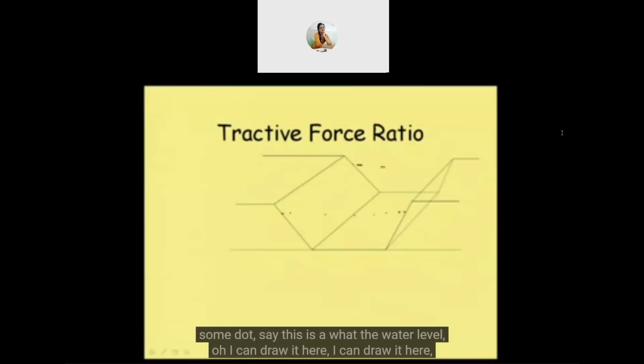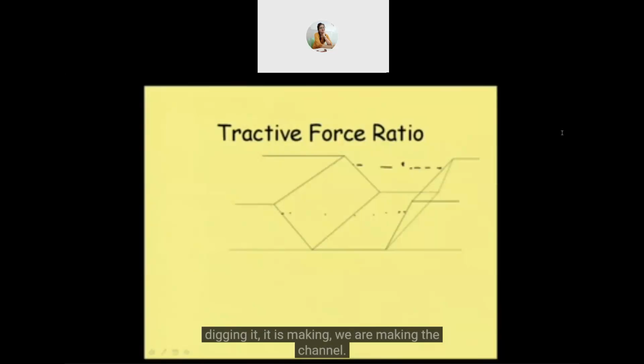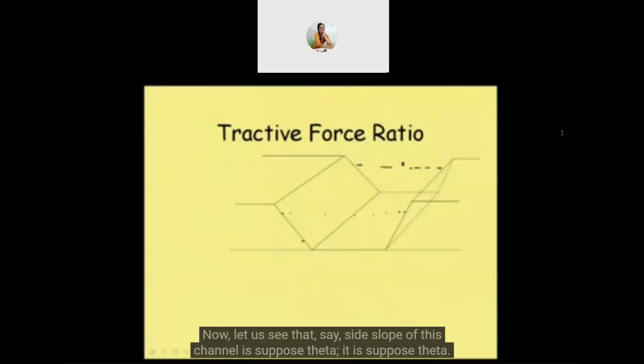I can draw the water level here, and the water is flowing with a particular depth. Here is, say, the side of the channel. We are digging it, and after digging it, it makes the channel. Now, let us say the side slope of this channel is theta. Just to analyze, let us consider a small area.